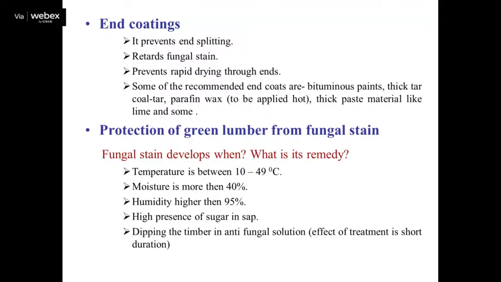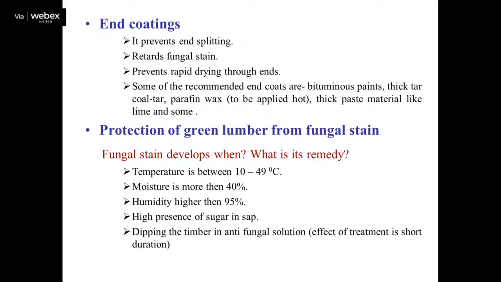It retards the fungal strain, prevents the rapid drying through the ends, and therefore it checks the rapid drying of the wood and the defects arising because of that. And there are different things that we can use for this, like end coats, bituminous paint, thick tar. All these things are materials we can use for end coating.